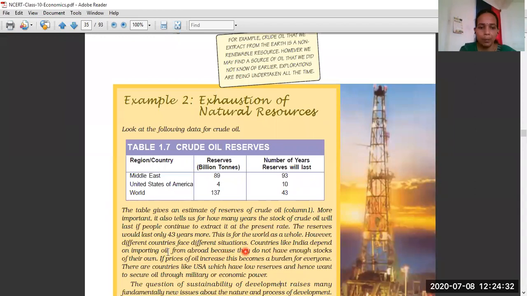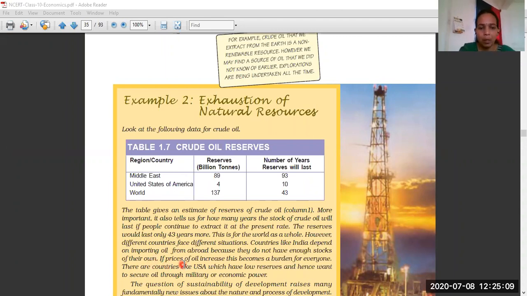Countries like India depend on importing oil from abroad because they do not have enough stock. India is completely dependent on other countries for crude oil. We are buying crude oil from the Arabian countries. Abroad means from foreign countries, because our country does not have enough stock ourselves.